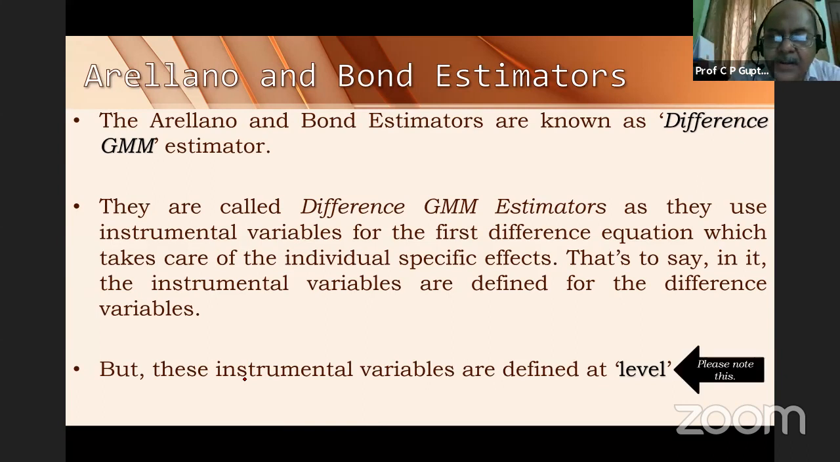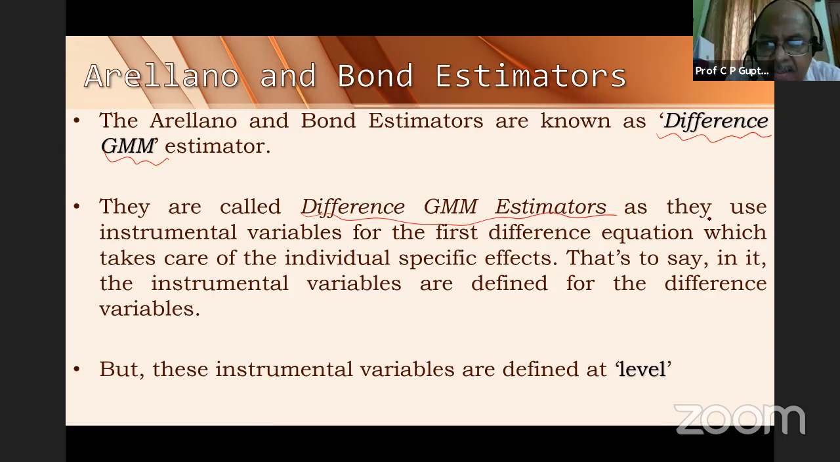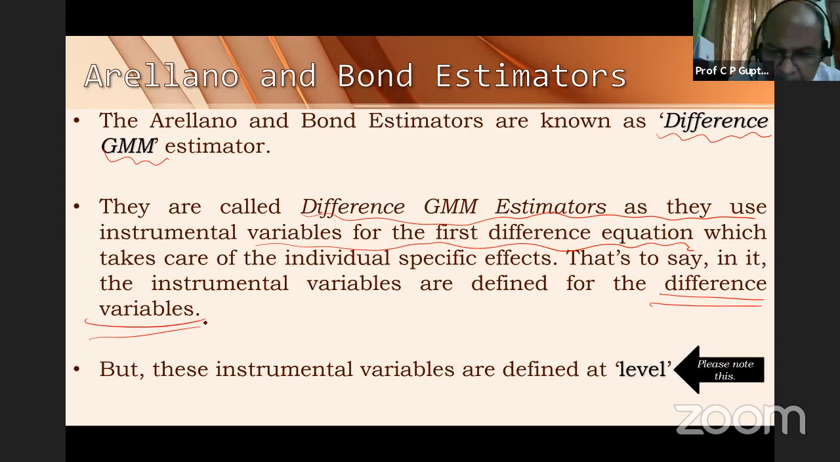Arellano-Bond estimators are known as difference GMM because we are taking differences and using instrumental variables for differences. They are called difference GMM estimators as they use instrumental variables for the first difference equation, which takes care of individual specific effects. That is to say, the instrumental variables are defined for the difference variables, and that's why it is called a difference GMM estimator. And please again note that all the instrumental variables are defined at level.